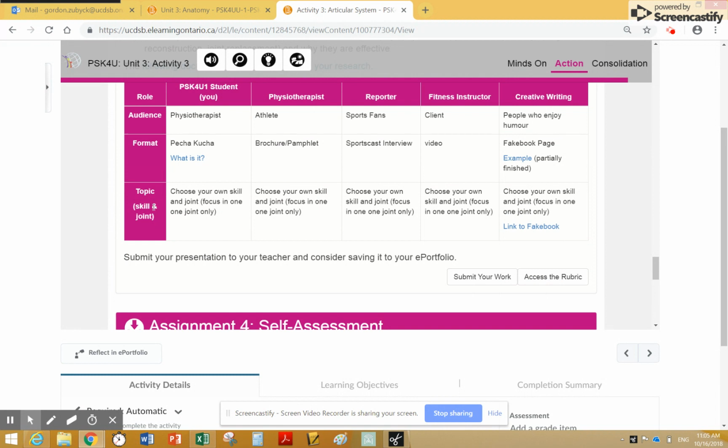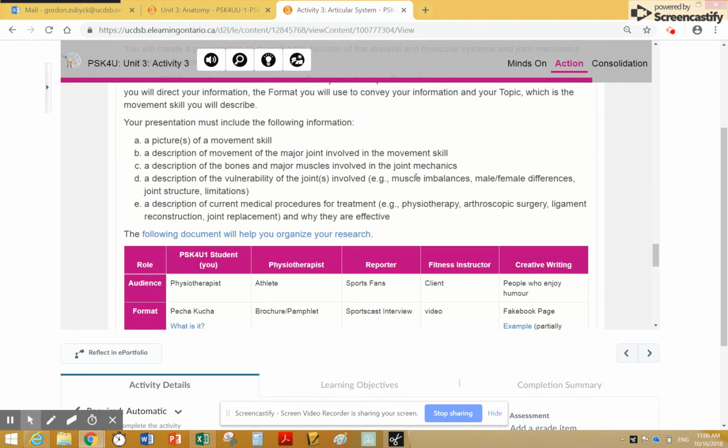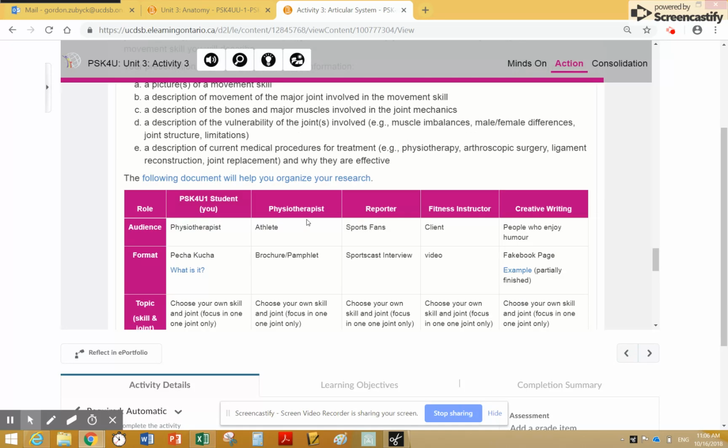In terms of the topic, you need to have a skill, all right? So some sort of movement that's occurring. And then you'd focus in on one joint only. So if you pick a skill that involves about 20 different joints, just pick one of the major joints that's being used to complete that skill. And that's how that will then proceed through that whole section there. It's important to make sure that in your presentation you have these components listed in there. All right. So all this has to be covered within whatever type of assignment you do here.